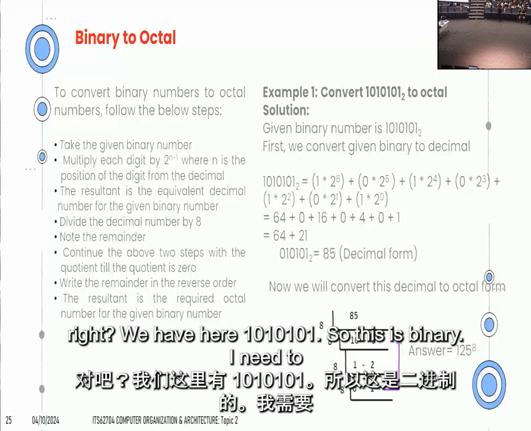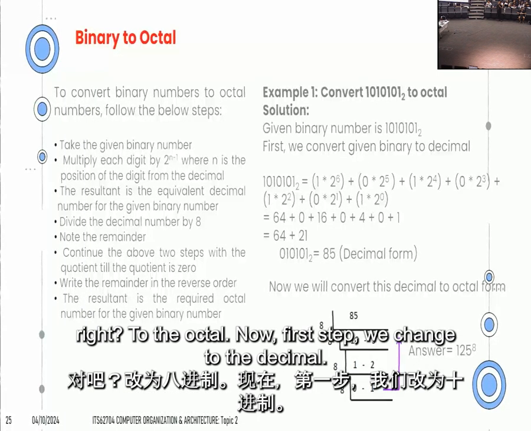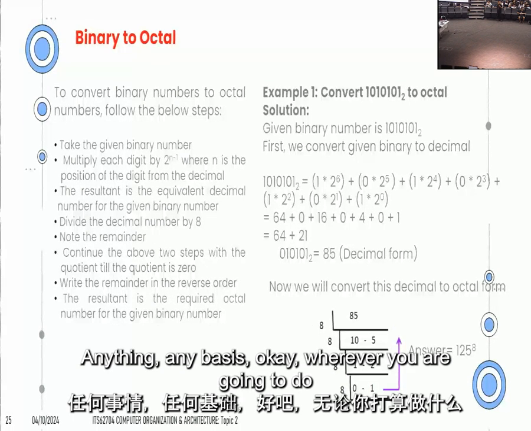All right, we have here 1010101. So this is binary. I need to change to the octal. So the octal is actually base 8, right? To the octal. Now, first step, we change to the decimal.